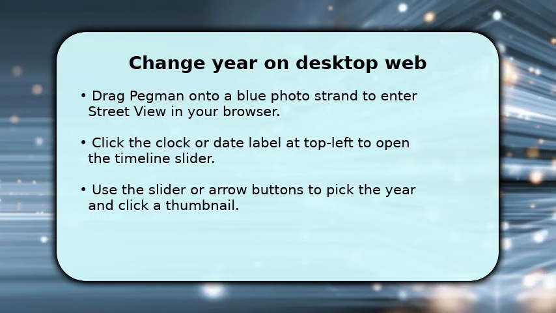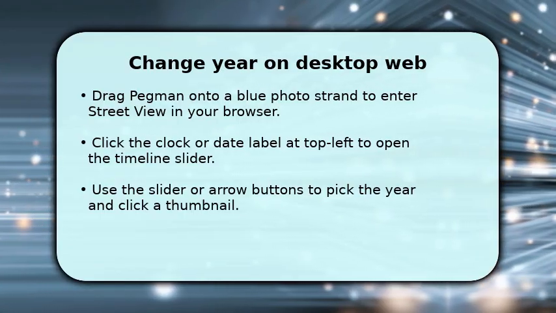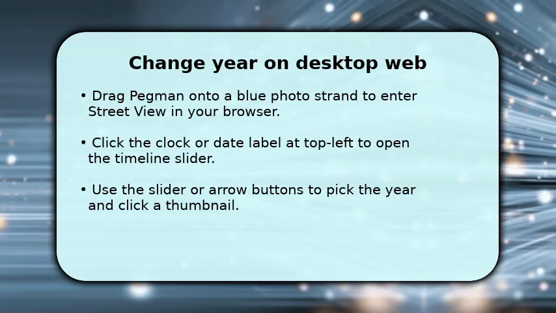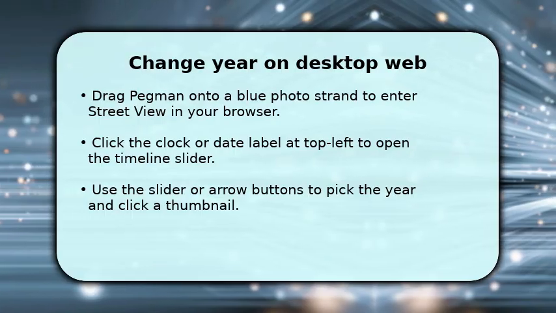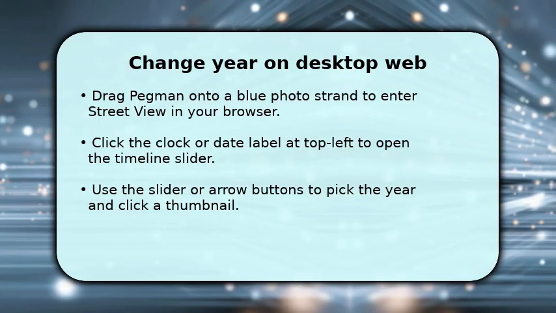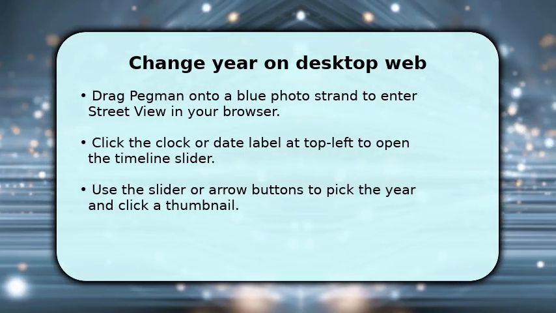Click that clock or date label to open the timeline slider with thumbnails. Move the slider or click arrows to step between available years and captures. Click any thumbnail to load that specific year and capture into the viewer. Close the timeline when finished and use navigation arrows to move through the chosen imagery.